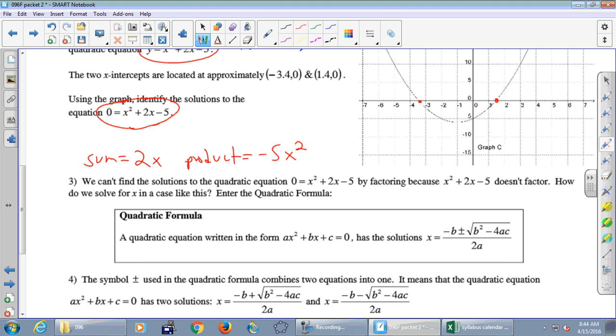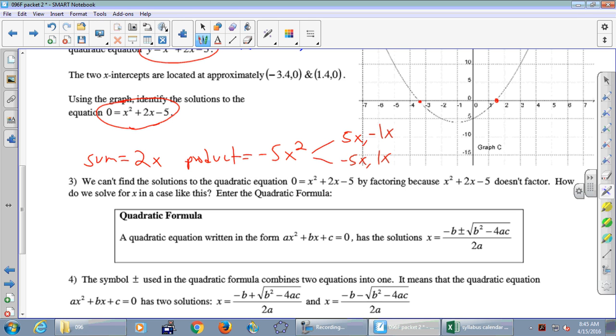So -5x squared is pretty friendly. There's not many things that multiply to -5x squared. What are the only two possibilities? 5x and -1x, or -5x and +1x. That's it, right? And when we add them, in either case, can we build the sum of 2x? The answer is no. So if this had been a problem where it just said factor this, what would your answer be? Cannot be factored, right? Can't do anything to it.